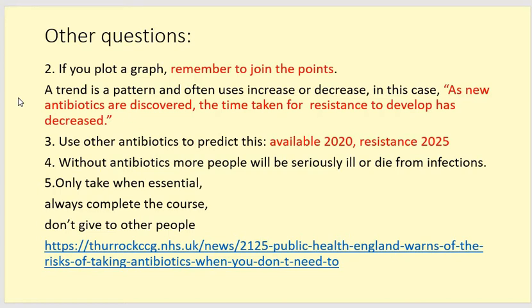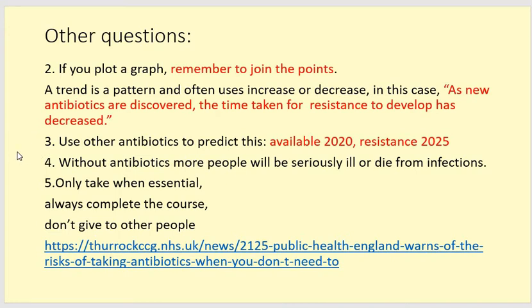Now, a trend is a pattern and often uses the words decrease or increase because you're comparing. And in this case, the answer would be as new antibiotics are discovered, so it says you work your way down the table, the time taken for resistance to develop has decreased. So it means there's a smaller gap each time before people start not to be helped by the antibiotics. Remember, the answers here are shown in red.